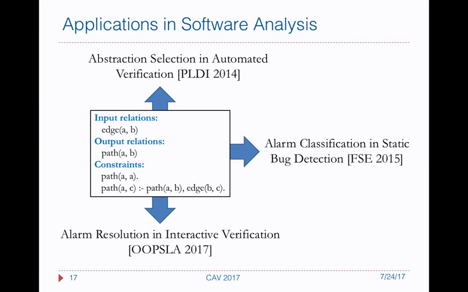So what are these applications? One is a classic problem in automated verification called abstraction selection. So how do you find a good abstraction of a program that you wish to verify? Another occurs in the domain of bug finding, which is how can we accurately classify true positives versus false positives. And finally, more recently, we have worked on interactive verification, which is how can we integrate a human in the loop and ask questions that minimize the user effort in a manner that generalizes well to resolving most alarms.